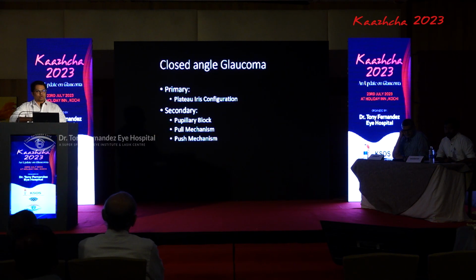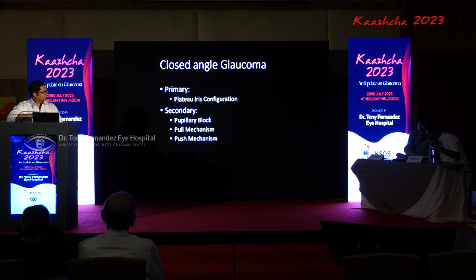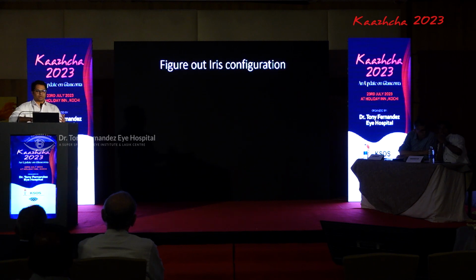Next, a much more complex issue, closed angle glaucoma. We have primary as well as secondary glaucomas. The primary glaucomas all have pupillary block as the mechanism of glaucoma. We have another thing that is plateau iris configuration, which I will be discussing in detail in the subsequent slides. In secondary glaucomas, we have pupillary block glaucomas, the pull mechanism glaucomas, and push mechanism glaucomas. Now let us figure this out with the help of iris configuration.